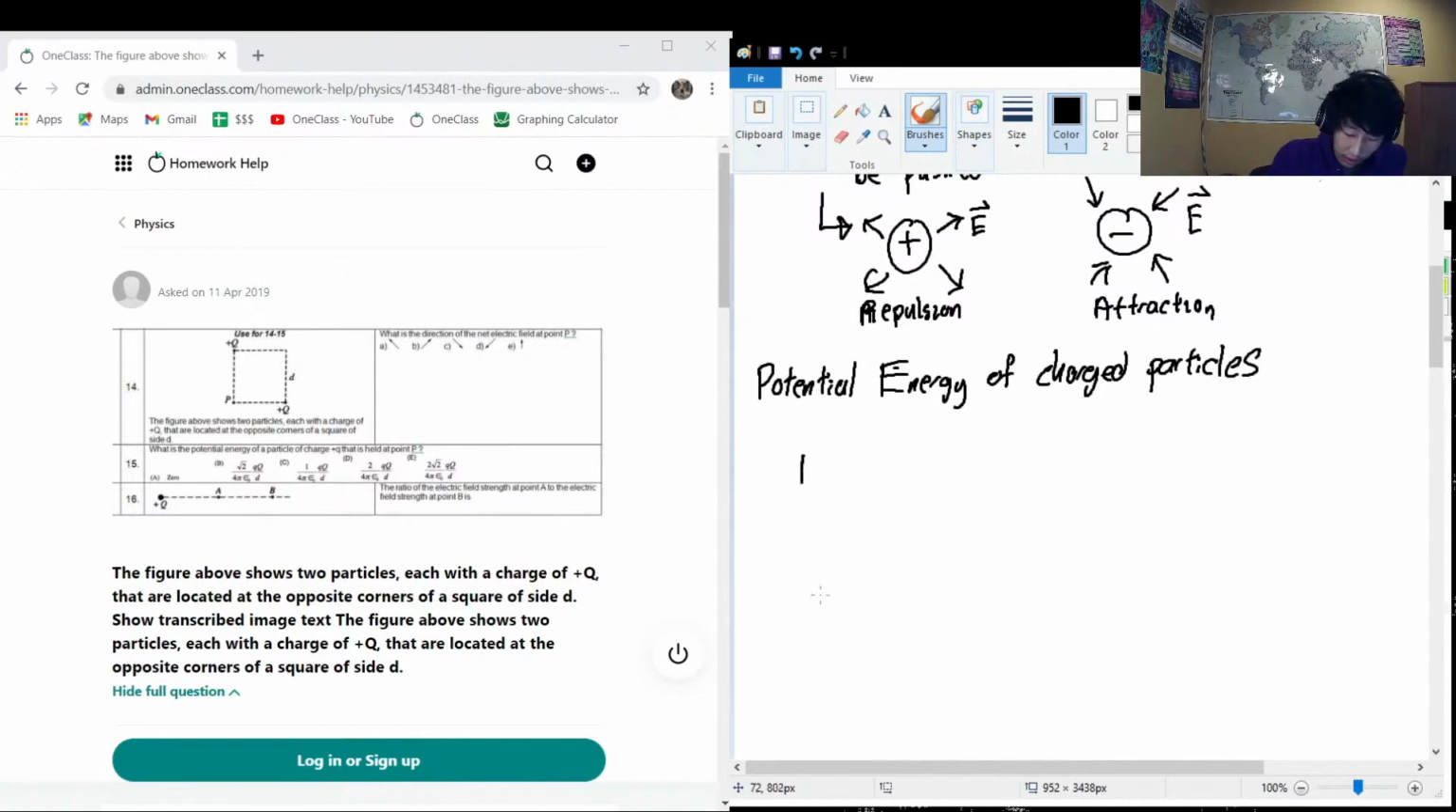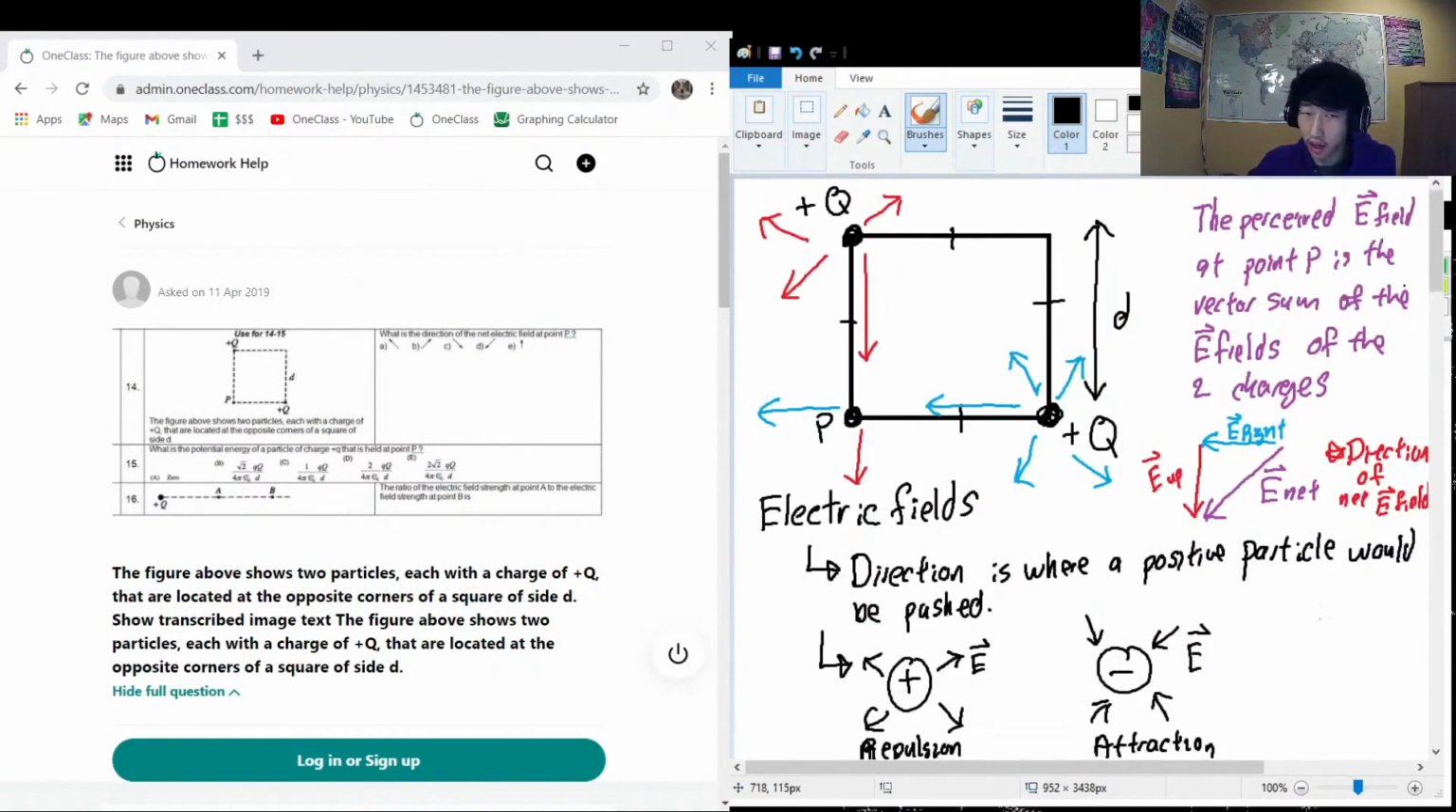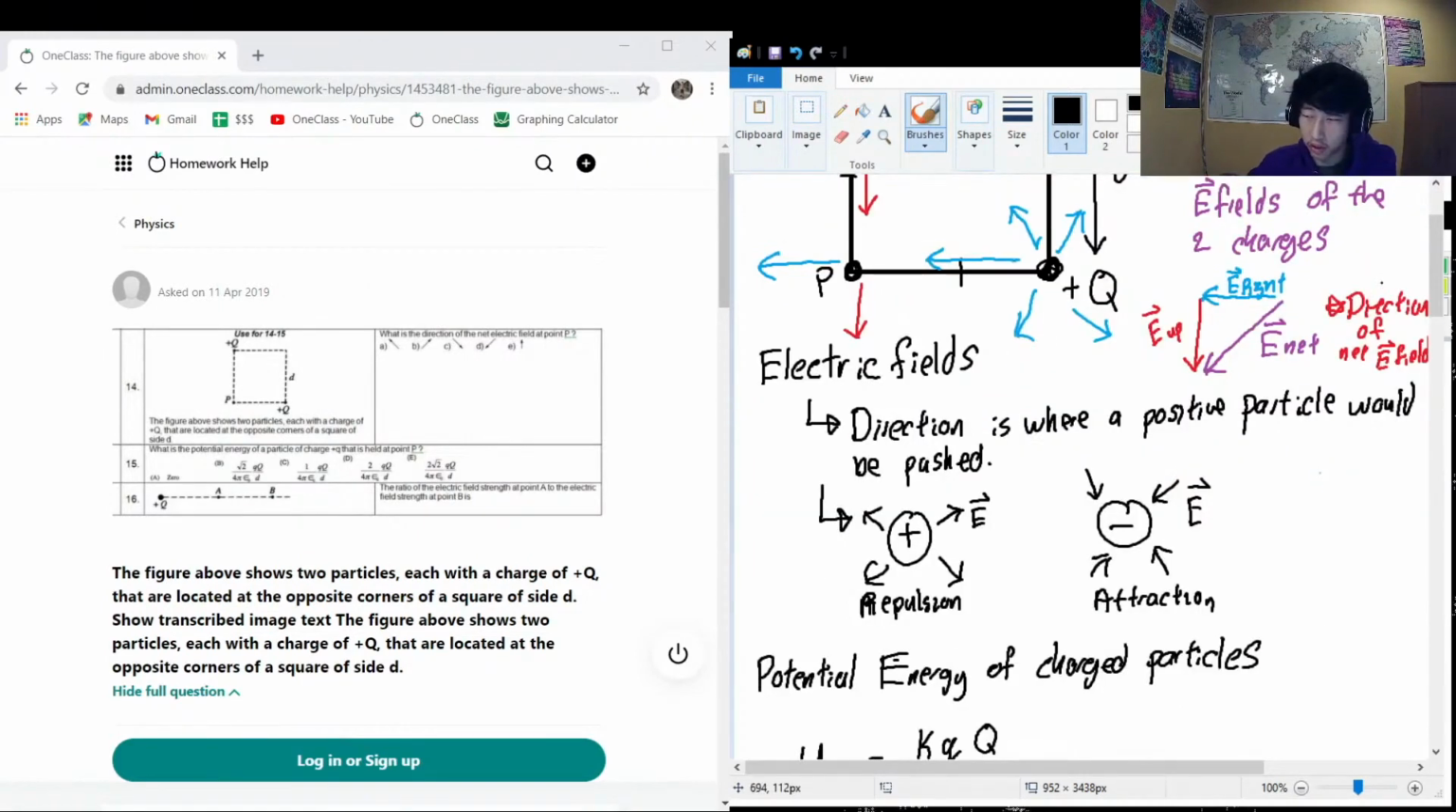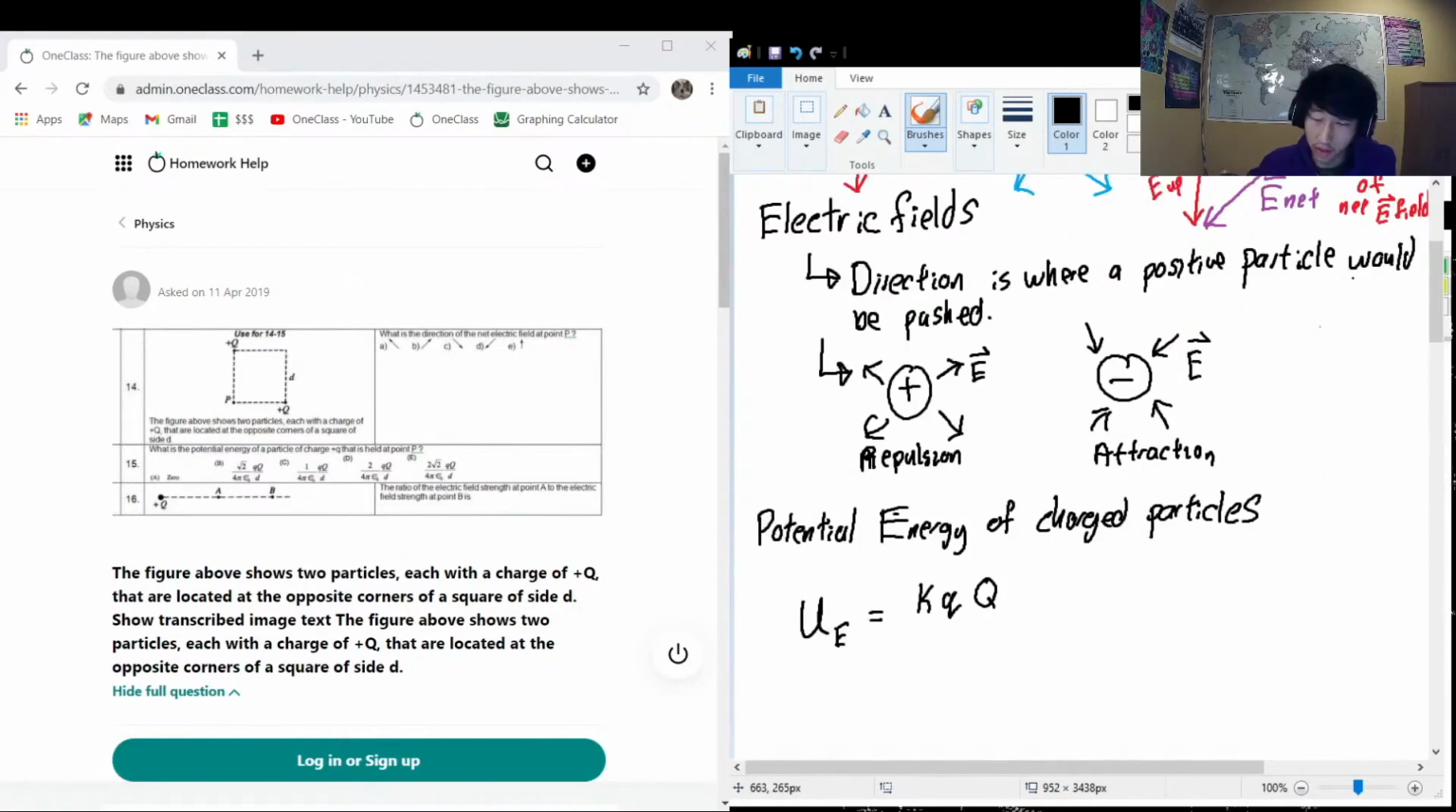So for the equation, we often use the letter U for potential, or E for the electric potential energy, because this is all coming from the electric force. So we would represent this as K, little q, big Q, just to specify that they are different charge values. The big Q is associated with the top left and bottom right corners, and the little q represents the hypothetical charge that we're going to put there, and this is all divided by d, which is the separation between them.